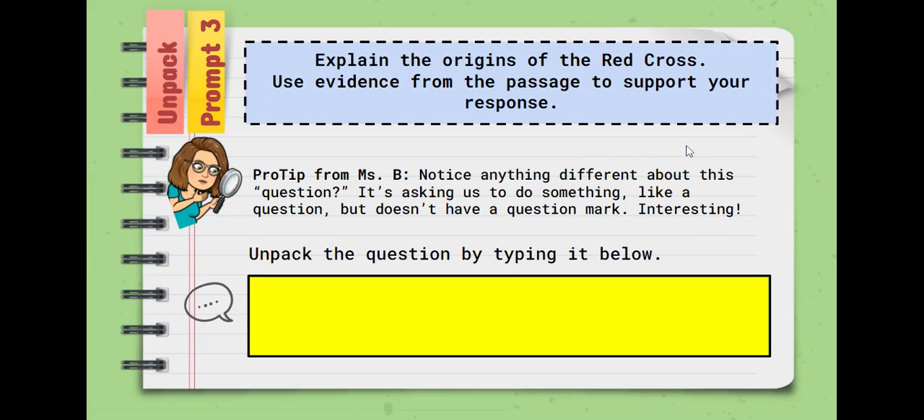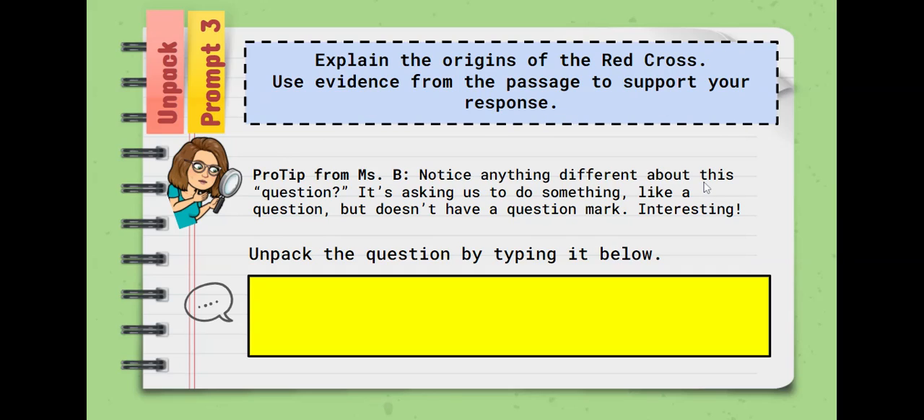So just like the last lesson, day 1, we're going to unpack all this information. So when I say unpack, that means we're looking at the question that's being asked and we're finding the actual question. So at the very top in the blue box, explain the origins of the Red Cross. Use evidence from the passage to support your response.